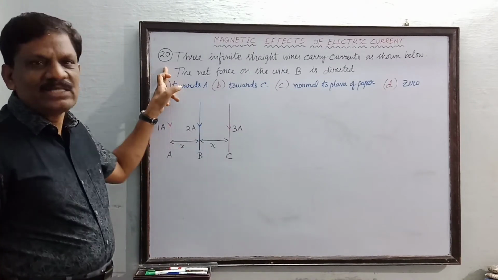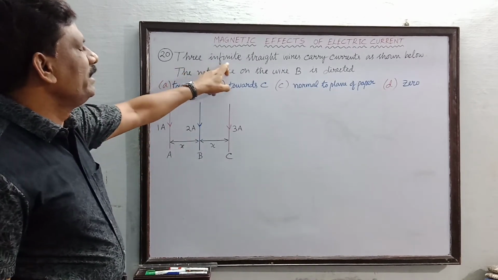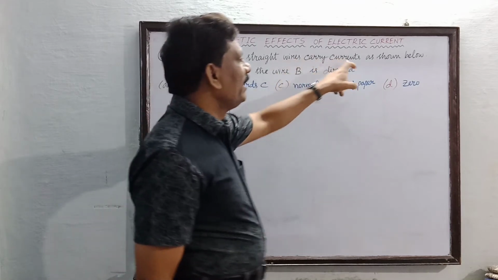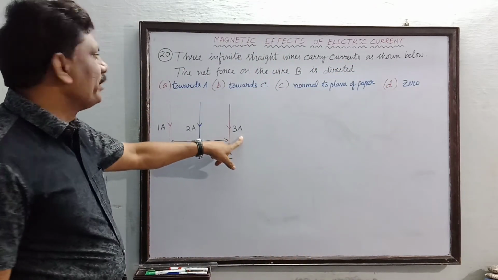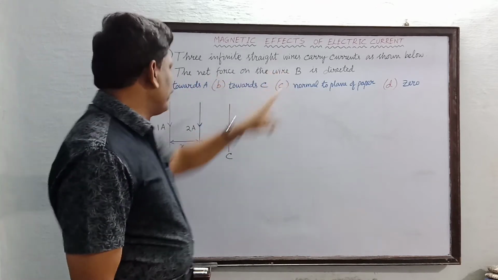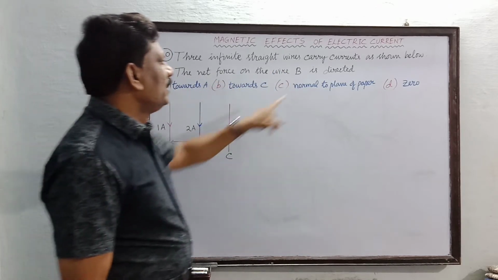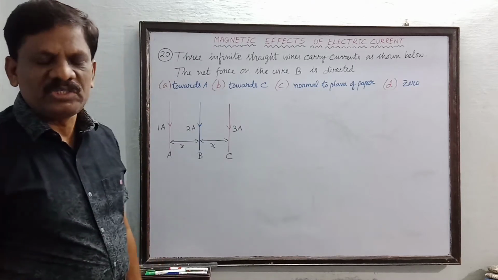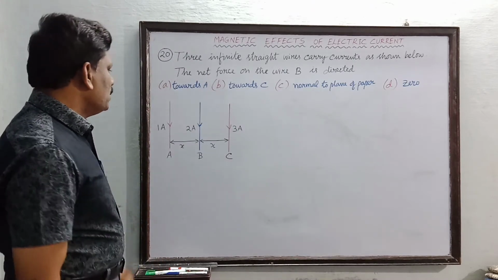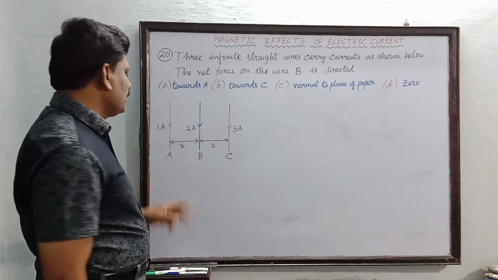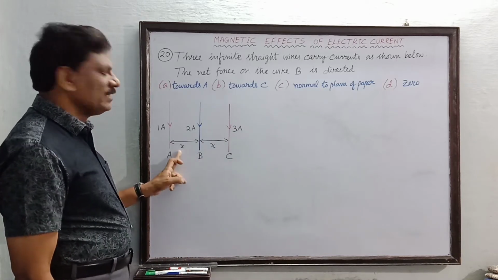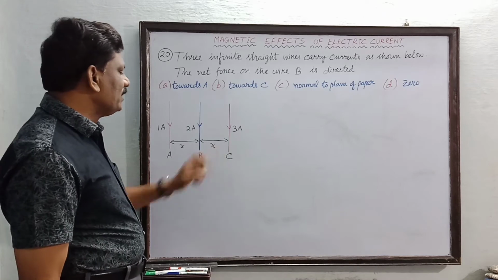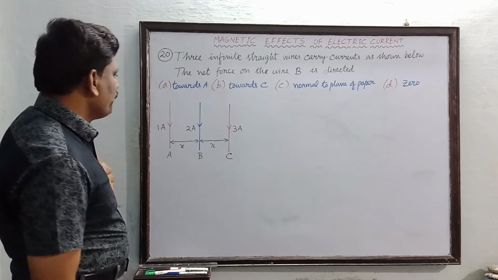Now problem number 20. Three infinite straight wires carry currents as shown below: 1 ampere, 2 ampere and 3 ampere. The net force on the wire B, the middle wire, is directed in which direction we have to find out. So the three current carrying conductors are A, B and C. The distance between A and B is X. The distance between B and C is also X.